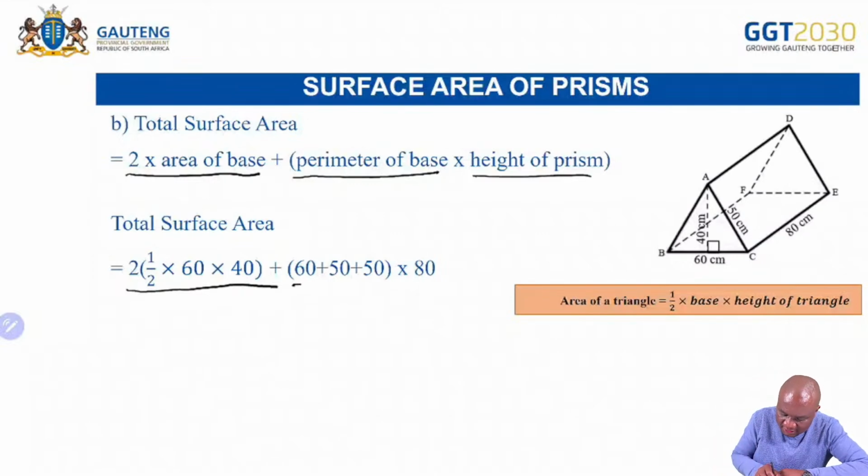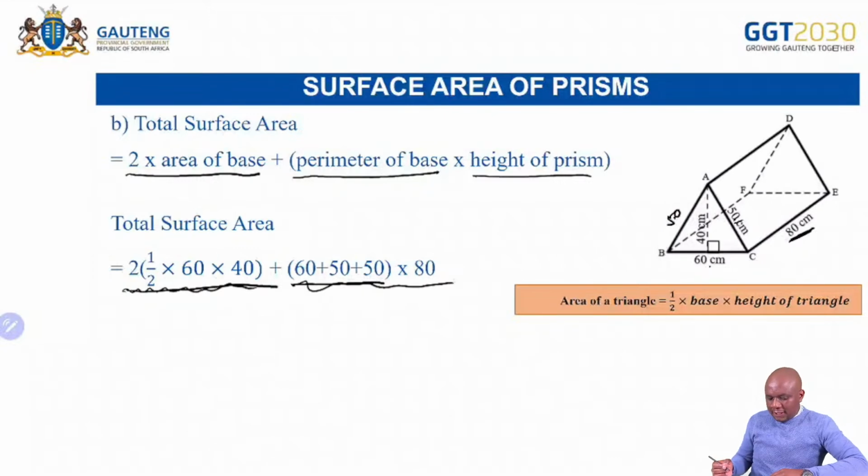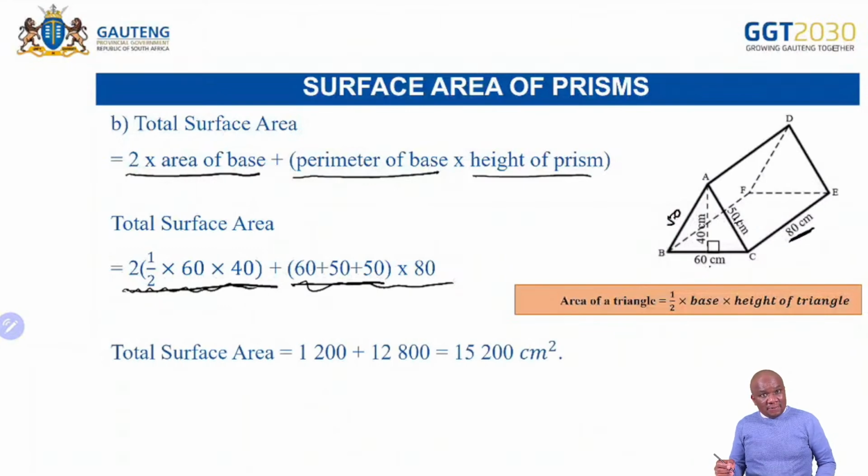And then the perimeter of the base is 50. Remember, we said this is also 50. 50 plus 50 plus 60. And then times height of the prism, which is this. And then we add these two, this part and this part. We add them. Then what do you get? Are we getting the same thing? Do you see that we're getting the same thing?